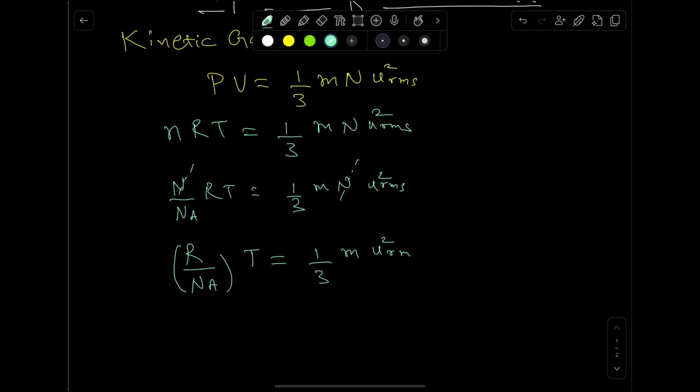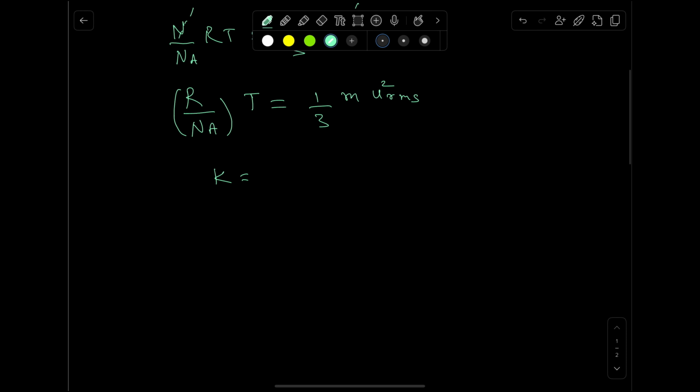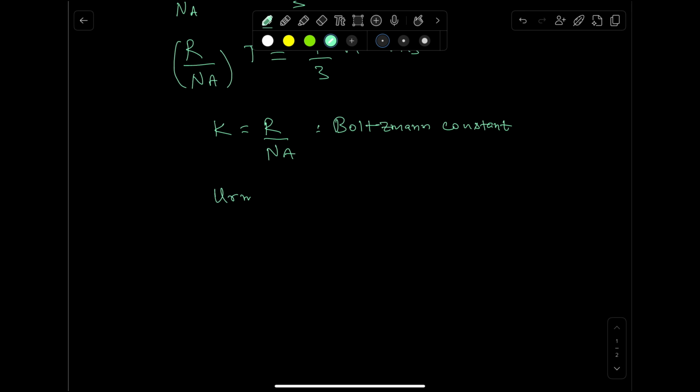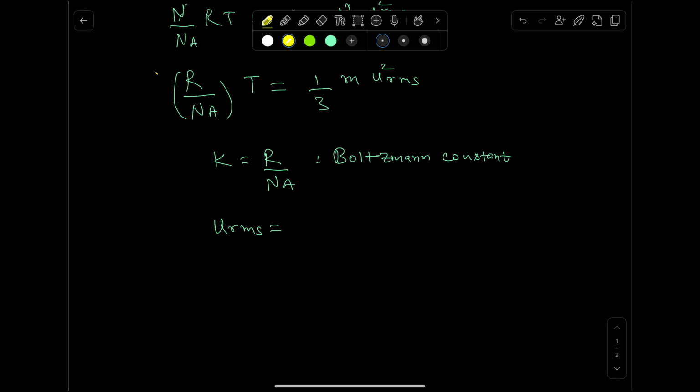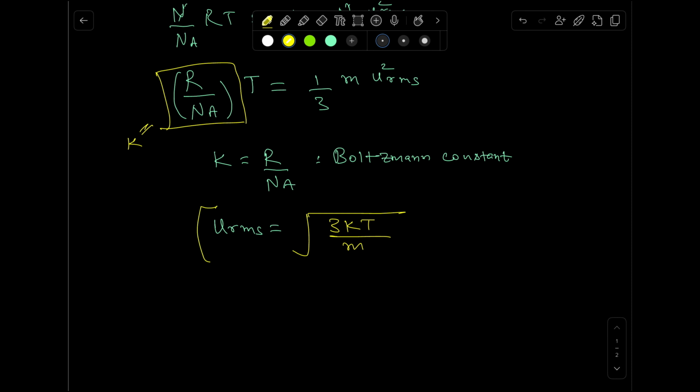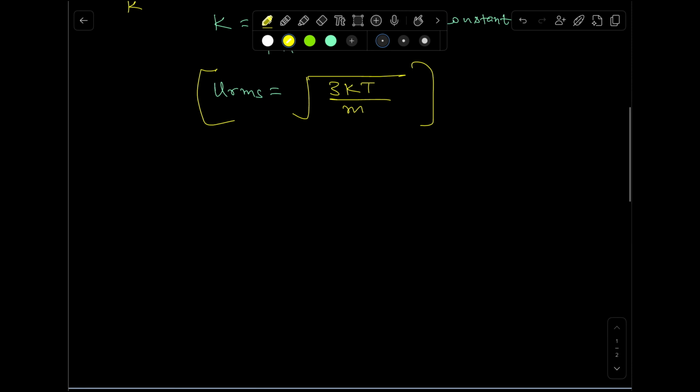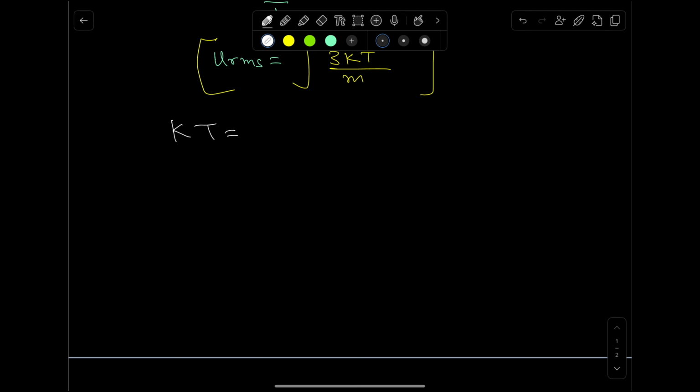So R by Na can be written as K, which is Boltzmann constant, that is gas constant divided by Avogadro number. On further solving, u RMS will come out to be under root of 3 times KT divided by small m, right? So this is the expression for u RMS. We discussed this in the previous lecture as well. So KT can be written as 1/3 of m u square RMS. m u square RMS can be written as 3 times KT.